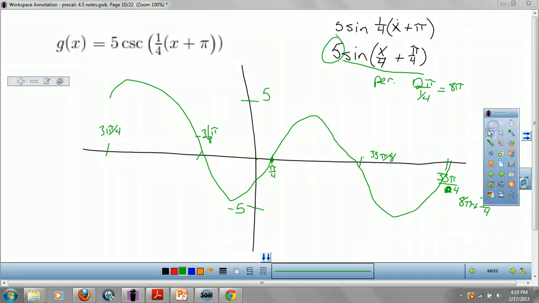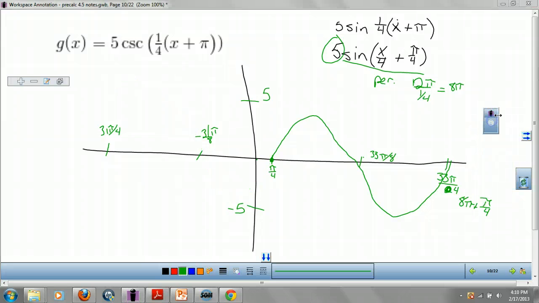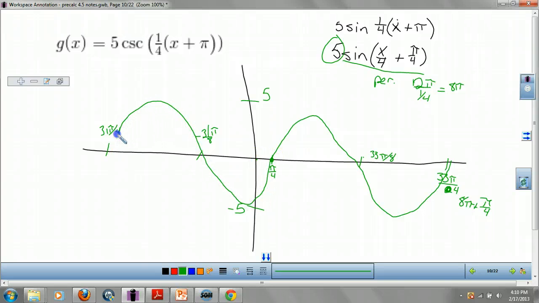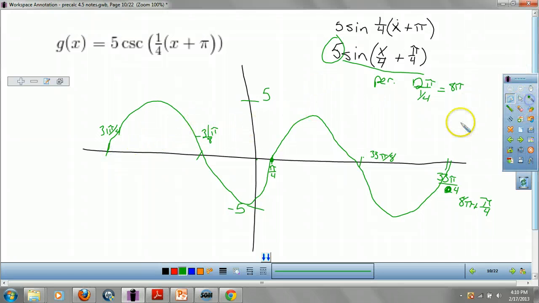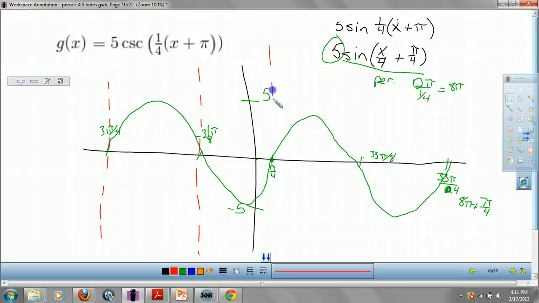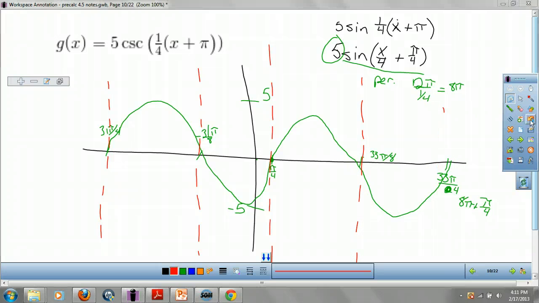Oh, come on. Moby, I'll blame you for that. There's our graph. So next I'm going to put in our asymptotes. Remember, it's wherever that sine is 0, because we can't divide by 0, no matter what you try.